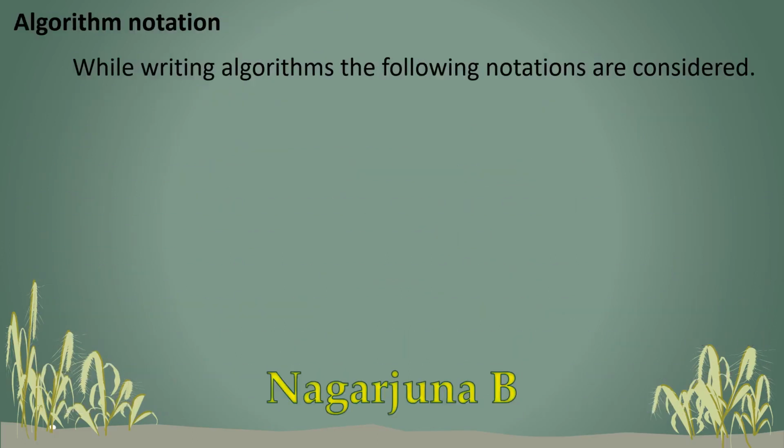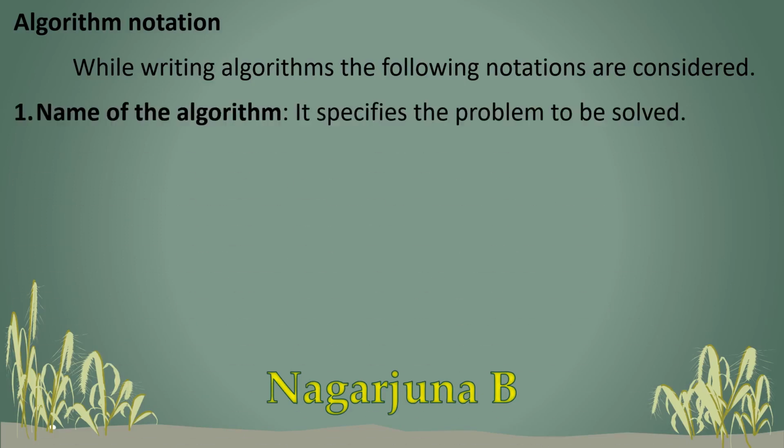Algorithm notation. While writing an algorithm, the following notations are considered. While writing an algorithm, we'll be using certain notations, and those notations are called algorithm notations. The first one is the name of the algorithm, and it specifies for which purpose the algorithm has been written. That means it specifies the problem to be solved. For example, if you have written the algorithm to find the area of a circle, then you can write the name of the algorithm as to find area of a circle.